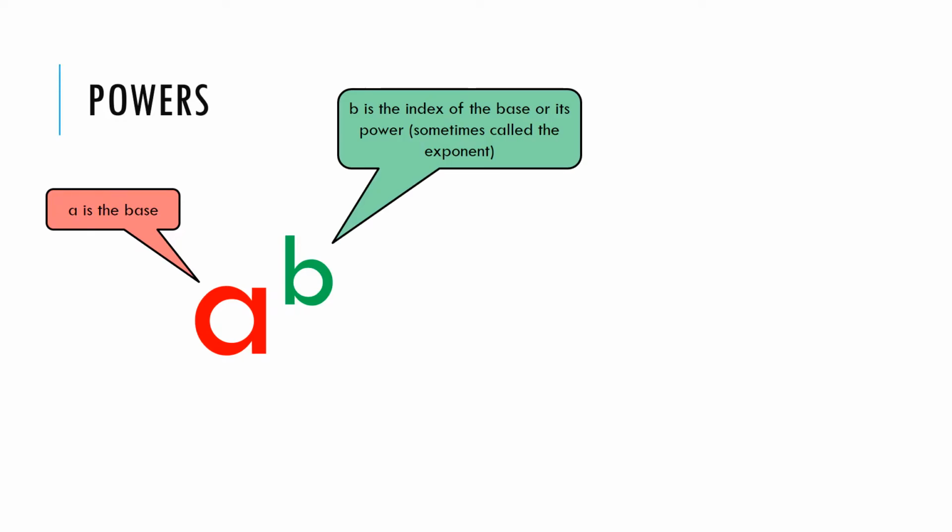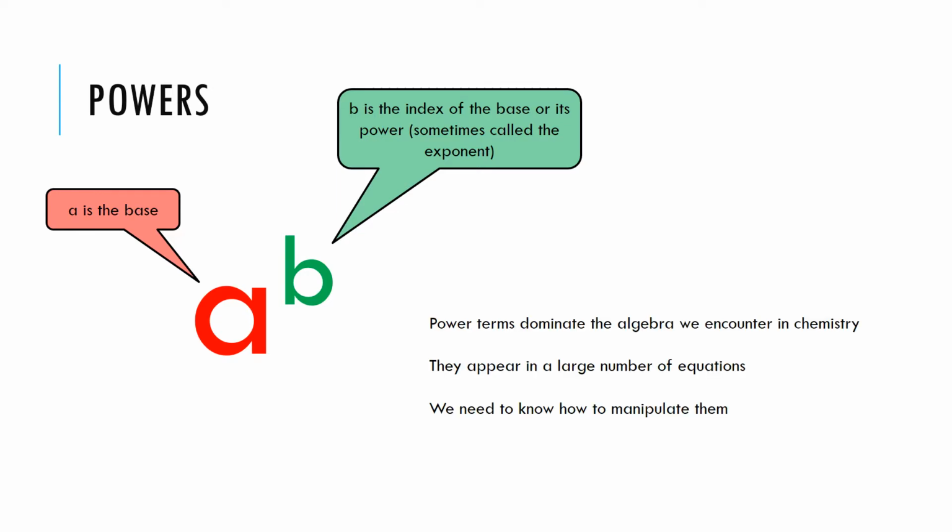So you always see a power in this form, whereby A is the base and B is the index of the base, or its power, and we sometimes see this called the exponent. And we have to have a good understanding of power terms because they often dominate a lot of the algebra that we see in chemistry, and they appear in a large number of equations, and you'll come across them time and time again as you progress throughout your degree.